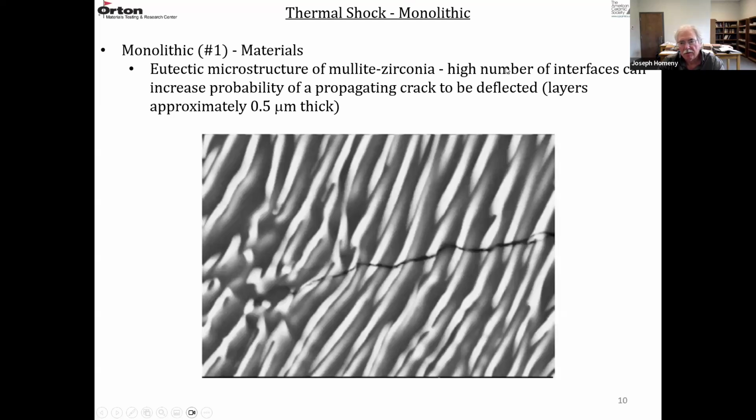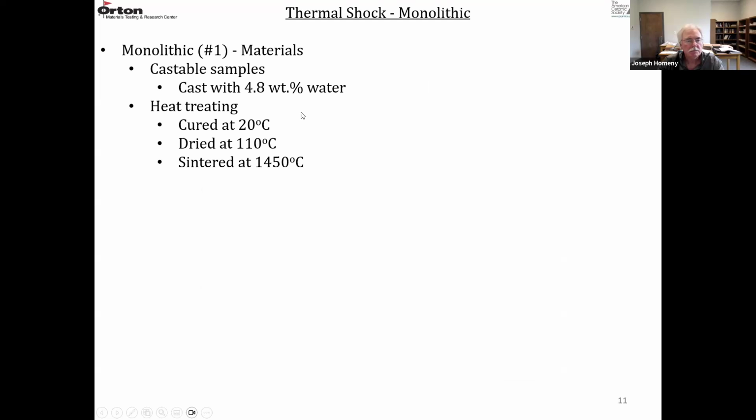So that creates a high number of interfaces. So that increases the probability of a propagating crack to be deflected. So this is a very fine microstructure. These layers are about a half micron in thickness. So this is a crack running through the material. There, you can see there is some deflection at these interfaces. So they're using this unique microstructure to see if it improves the thermal shock resistance.